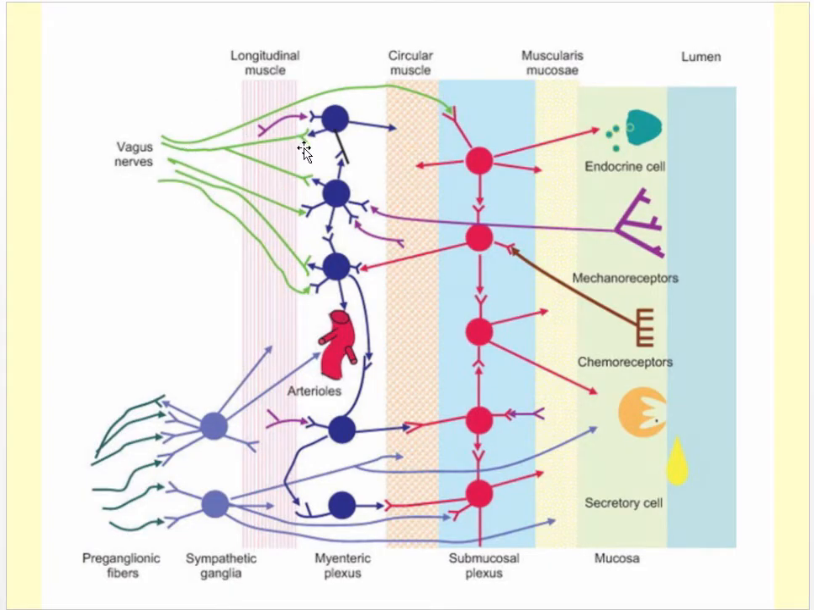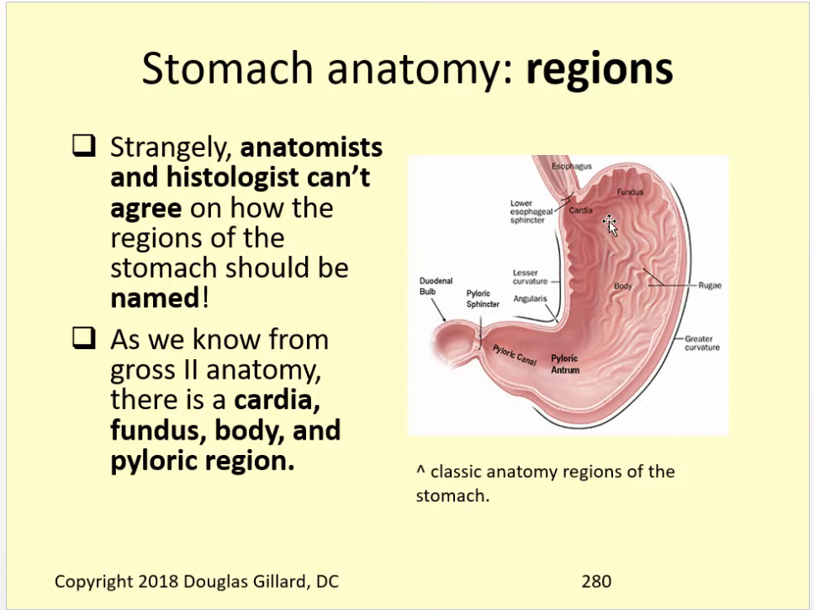Okay, and you see the vagus nerve comes in. It connects to both plexuses, mainly the myenteric plexus. We're going to talk about that more specifically, but there's some interconnection. We'll jump ahead of my slides.